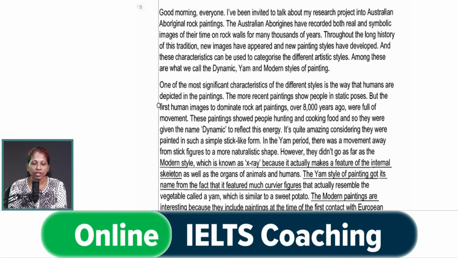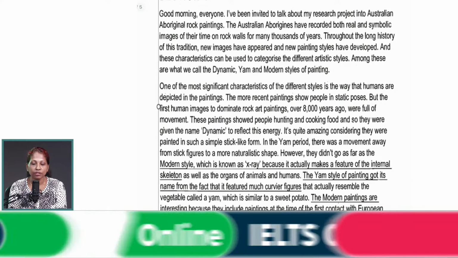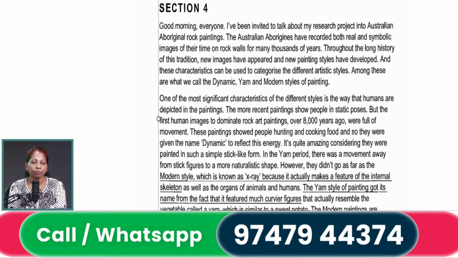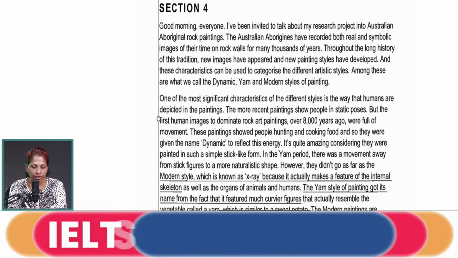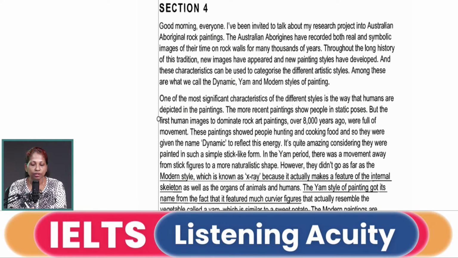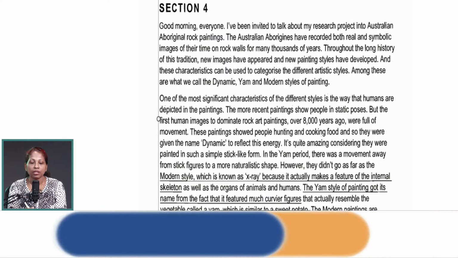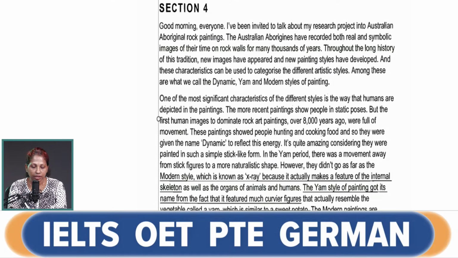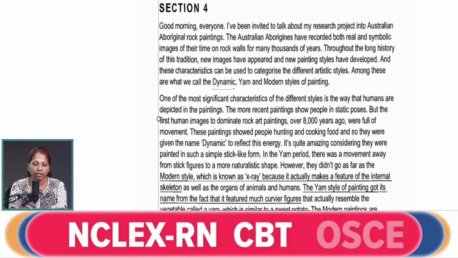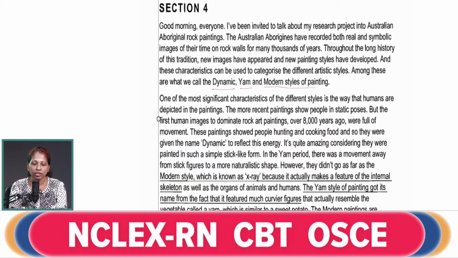So good morning everyone. I have been invited to talk about my research project into Australian Aboriginal rock paintings. The Australian Aborigines have recorded both real and symbolic images of their time on rock walls for many thousands of years. Throughout the long history of this tradition, new images have appeared and new painting styles have developed, and these characteristics can be used to categorize the different artistic styles. Among these are what we call the dynamic, yam and modern styles of painting.